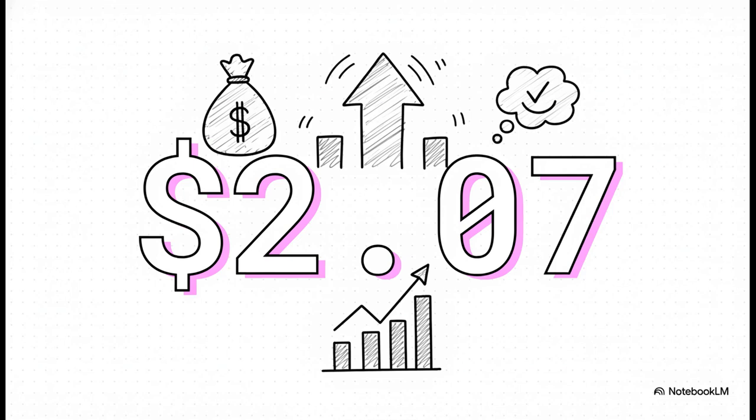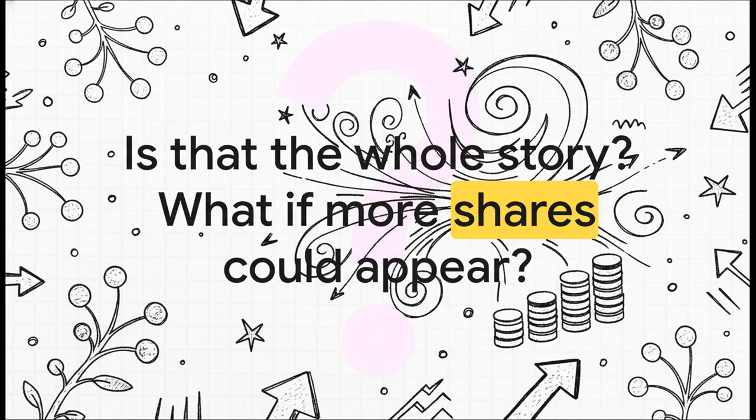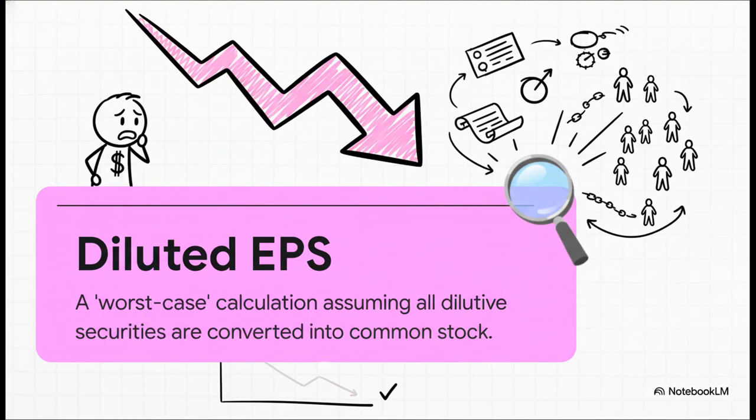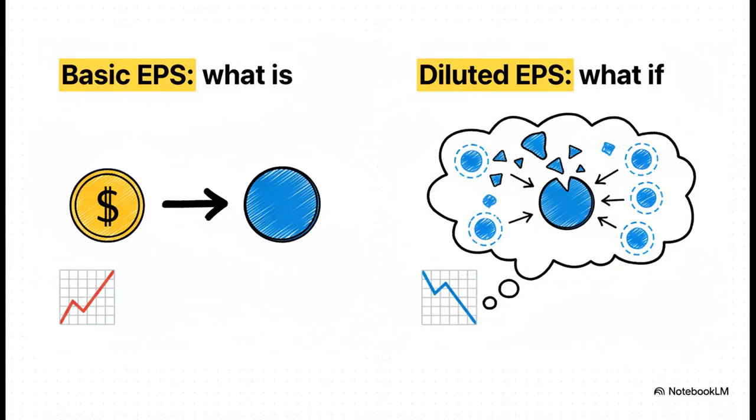Easy enough, right? But wait, is that the whole story? What if new shares could just appear out of nowhere? Well, they can. These are called dilutive securities, and they can bump up the total share count. And that brings us to diluted EPS. It's kind of the worst-case scenario savvy investors always check. So think of it like this. Basic EPS is what's happening now. Diluted EPS is the what if.